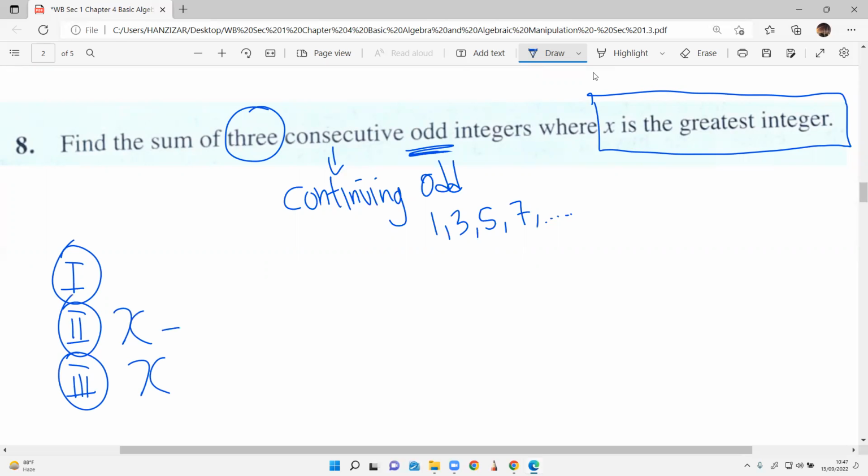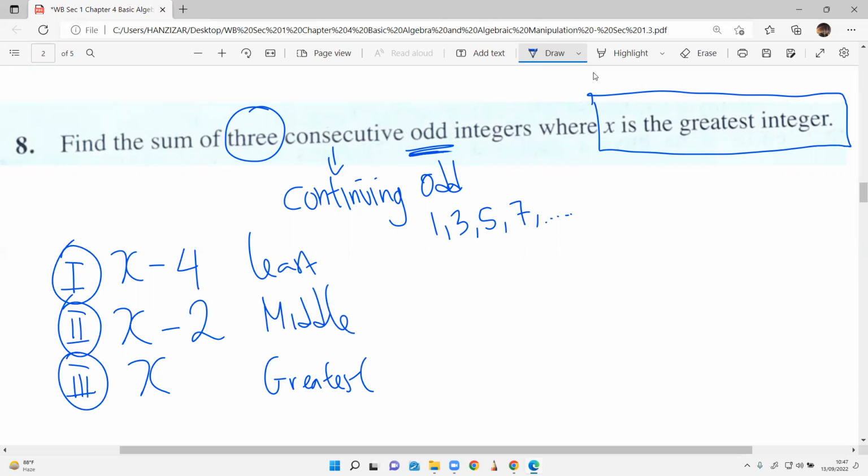Odd numbers, right? So 1, 3, 5, 7, 9. Each step is decreased by 2. Who still doesn't get this? Okay, again. So x is the greatest number. So this is the least number, right? The smallest number. And this is the middle number.